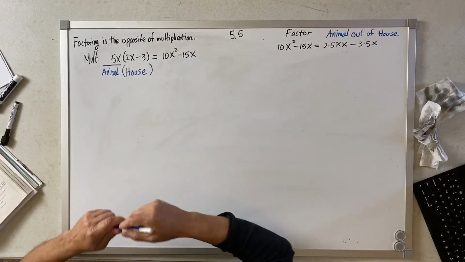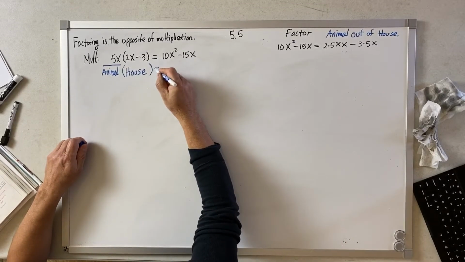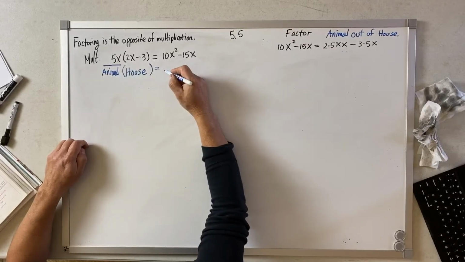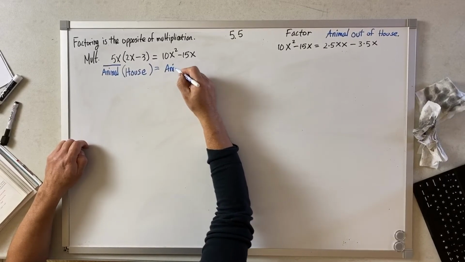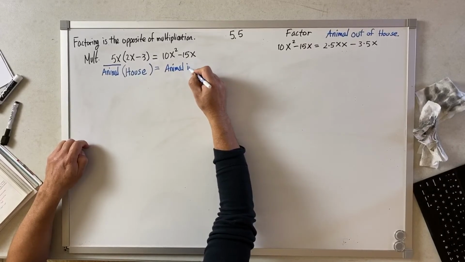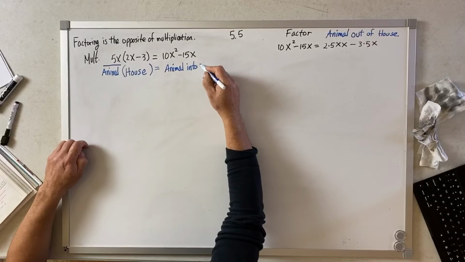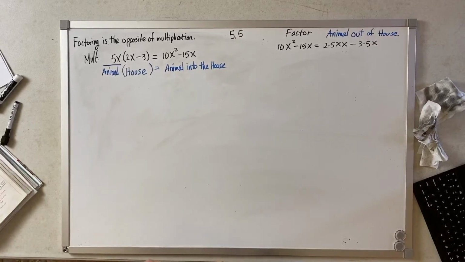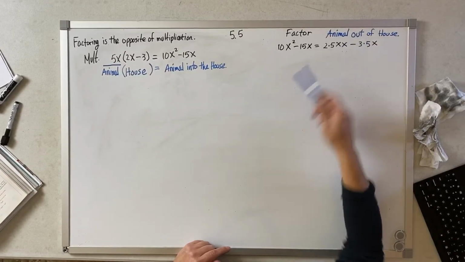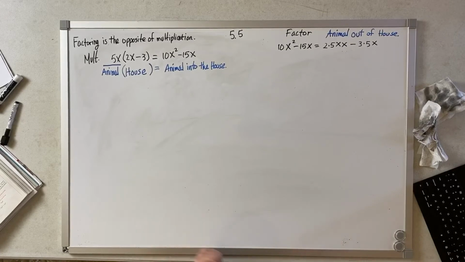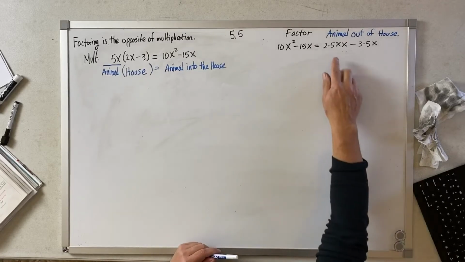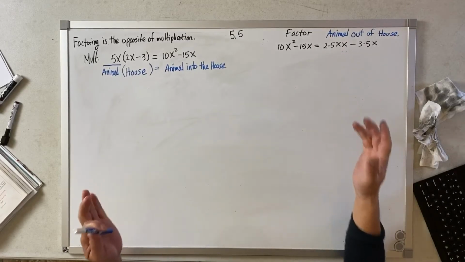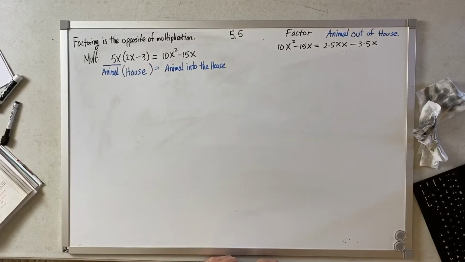Multiply animal into the house. Factor animal out. And everybody must shed the same animal. Everybody has to have that animal. Everybody in the house must shed that same animal, or must have the same factor. We call that the greatest common factor.